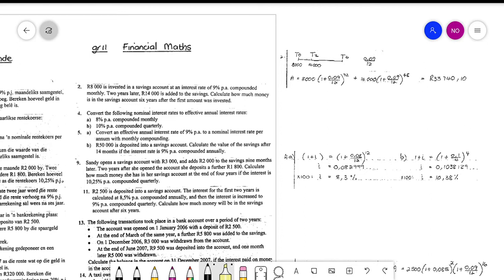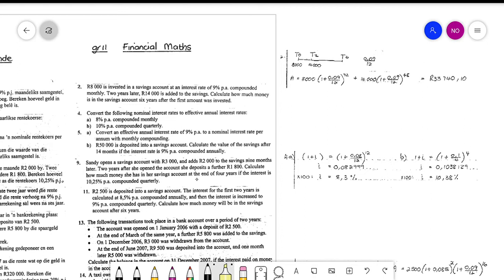Okay. So die twee goed wat oor hierdie bladsy gaan is oor tydlynsomme, and converting between nominal and effective interest rates. Okay, so nommer 2 sê hulle vir jou R8000 word belê teen 'n rentekoers van 9% per jaar en dit word maandeliks saamgestel, so compounded monthly. Dan 2 jaar later word R14000 bygesit. Calculate how much money is in the saving account 6 years after the first one was invested.